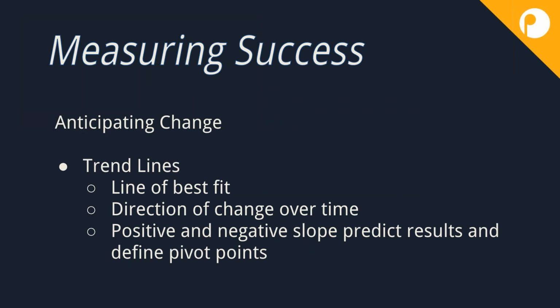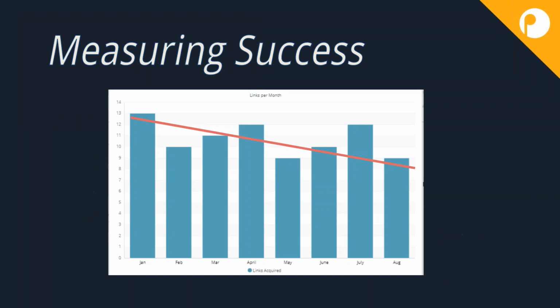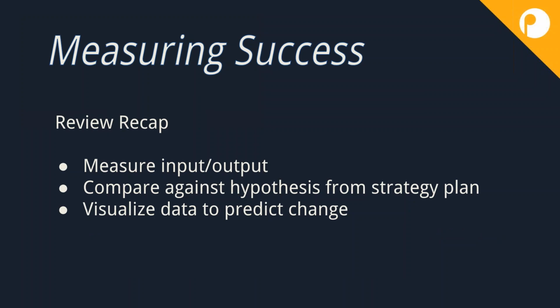On to trend lines. This means the line of best fit, and it really is the direction of change over time. The positive and negative slopes predict the results and define pivot points. Using the same graph, we can see a line drawn straight from the left to the right. Overall, we've actually gone down in this specific campaign over links per month, and that could help us define pivot points. To recap on our review, we want to measure our input and our output. We want to compare against our hypothesis from our strategy plan, and we want to visualize data to predict change.